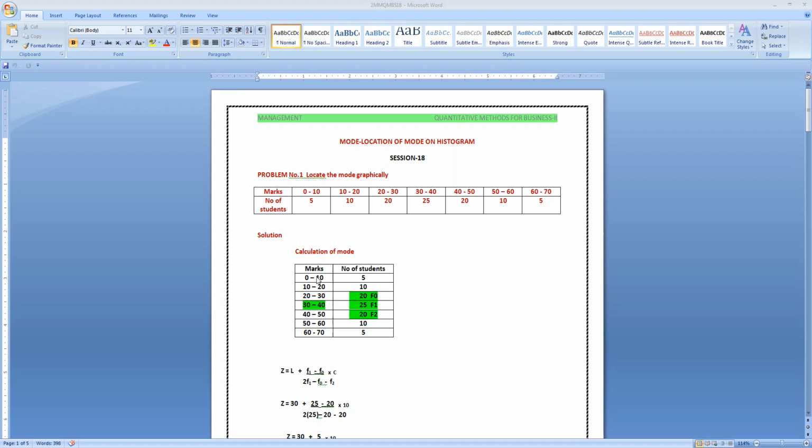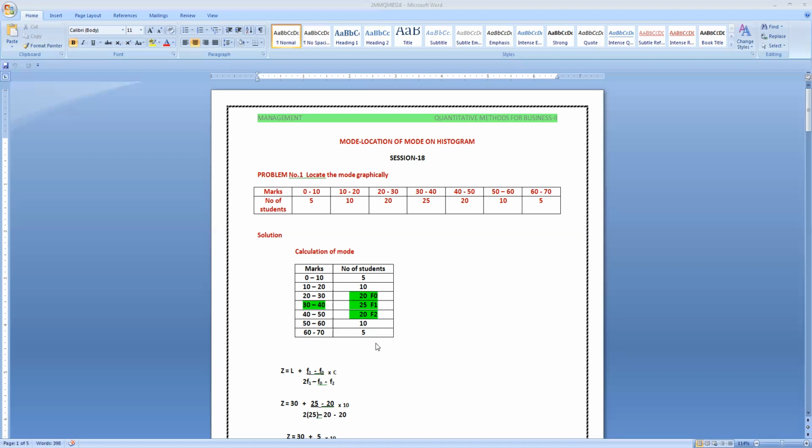So we have to construct a table which contains two columns. One is marks, the next one is number of students. In the marks, we are going to substitute the same class intervals as given in the question. And in the next column, that is frequency, we show 5, 10, 20, 25, 20, 10 and 5. For the calculation of mode, we know that Z equals L plus (f1 minus f0) divided by (2f1 minus f0 minus f2) into c is the formula that we use in case of a continuous series.